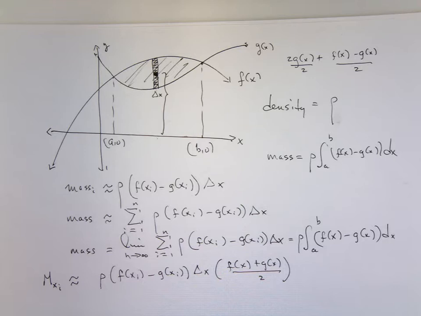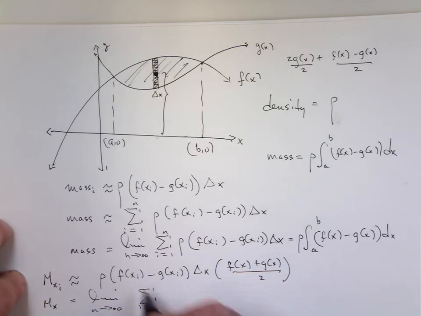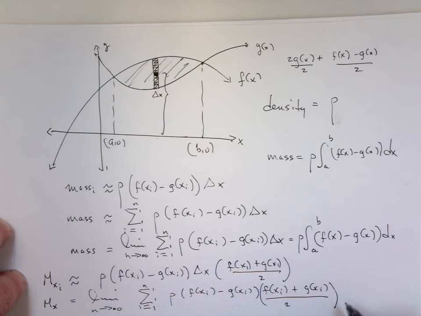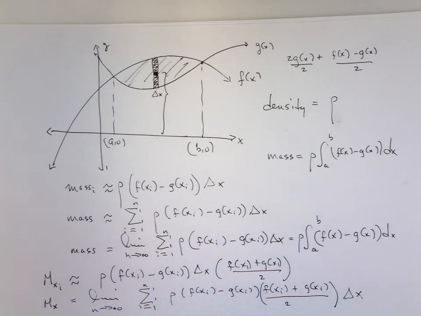You ready? Okay. The moment from the x-axis is equal to the limit as n goes to infinity of the sum of all these moments from the x-axis. These are x sub i's here. It doesn't really matter. You with me on that?